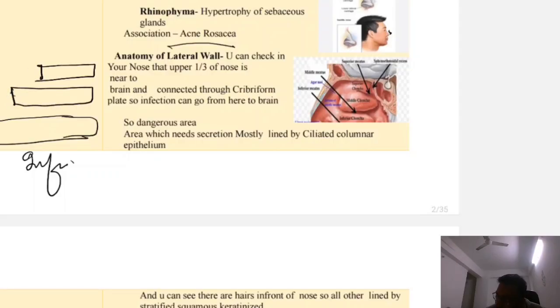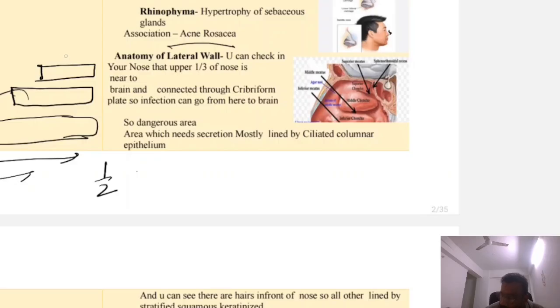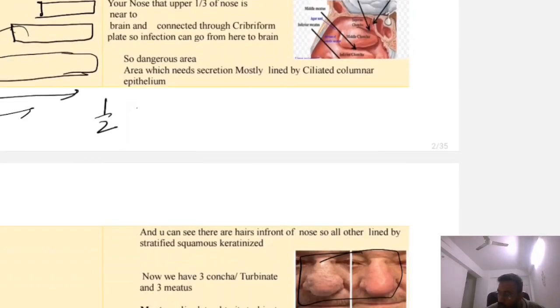The inferior turbinate runs all along the lateral wall, the middle turbinate is half along the lateral wall, and the superior turbinate is one third of the entire lateral wall. Okay, now what is the meatus? The meatus is lateral to the turbinate.